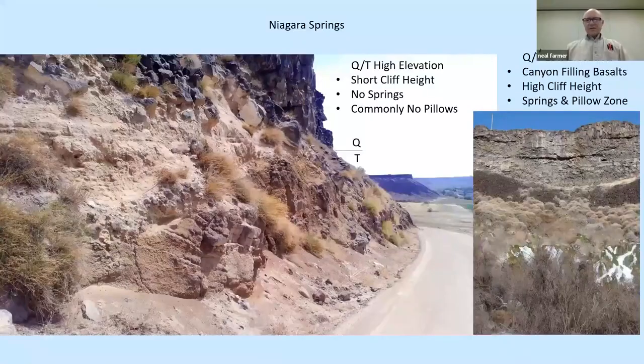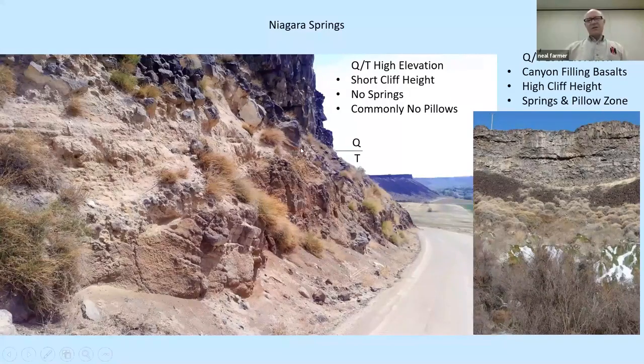Down at Niagara Springs, the QT contact is very low, so you get a very high wall in the canyon, and the talus slope is a little bit lower. On the left, conversely, is a high QT contact, where you have a very short cliff face and a very long run-out of talus. And these are the brown Tertiary basalts. They tend to be brown and more dense, with the overlying more gray-colored Quaternary younger basalts.